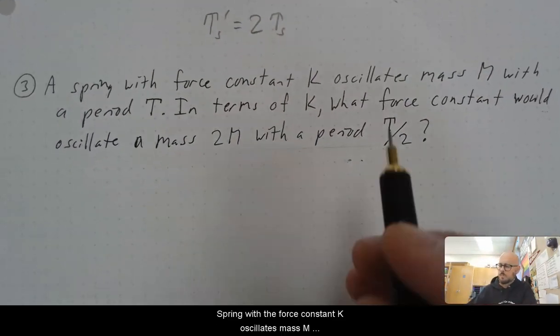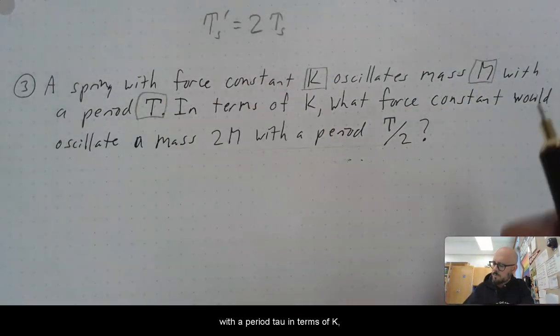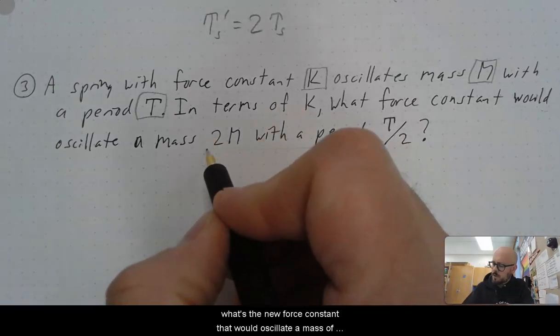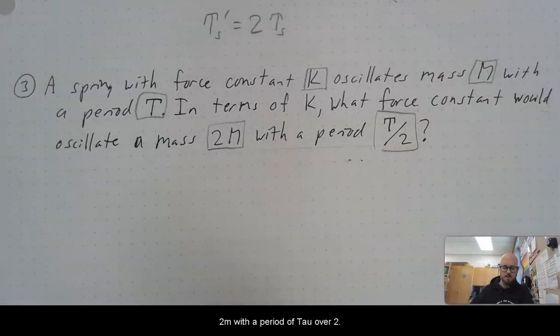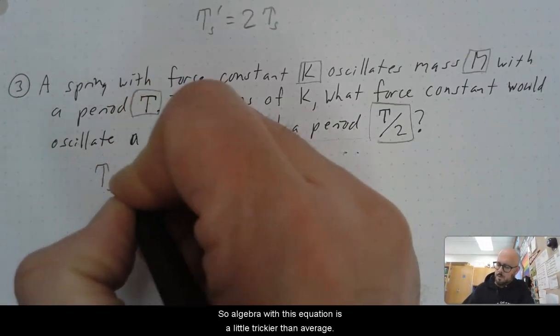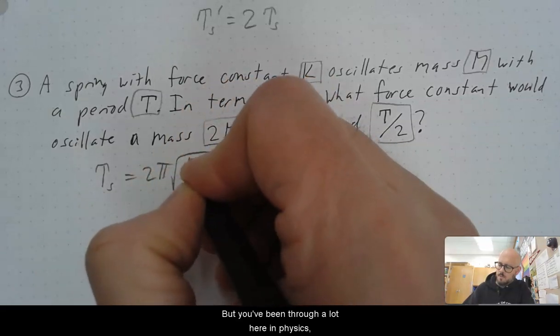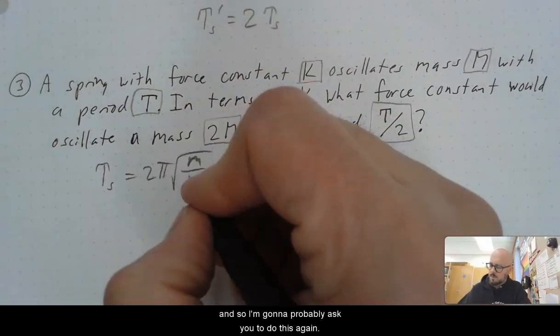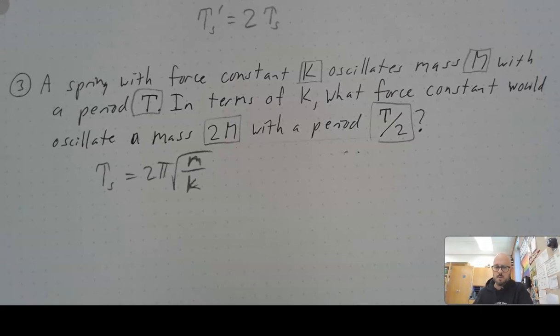All right, last one. A spring with a force constant k oscillates mass m with a period tau. In terms of k, what's the new force constant that would oscillate a mass of 2m with a period of tau over 2? So algebra with this equation is a little trickier than average, but you've been through a lot here in physics, and so I'm going to probably ask you to do this again. So why don't you pause the video and try and solve this for k, because this question is about the force constant. We want to know the expression for k based on this equation. So pause your videos.